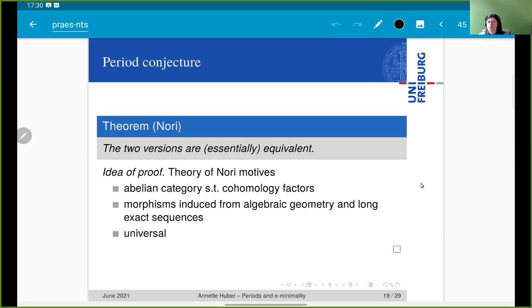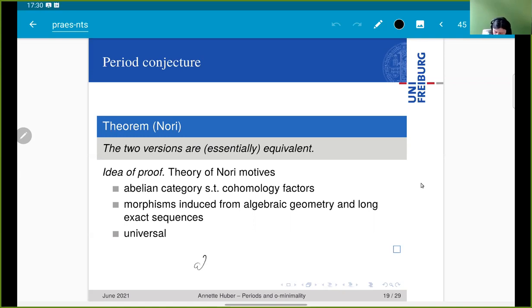A category of motives is always an abelian category. So it's a category where you can compute. You have exact sequences, you can take kernels and cokernels, you can compute. And it's an abelian category such that cohomology factors.